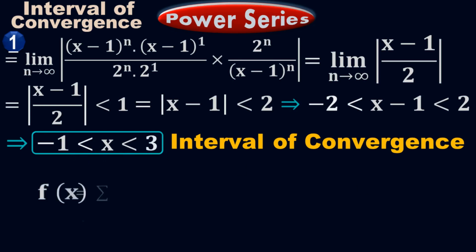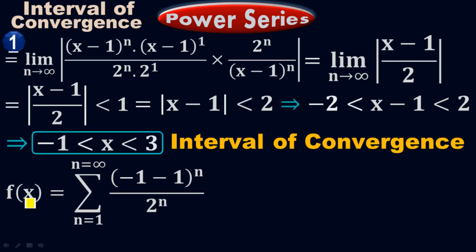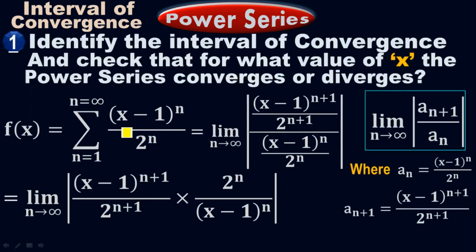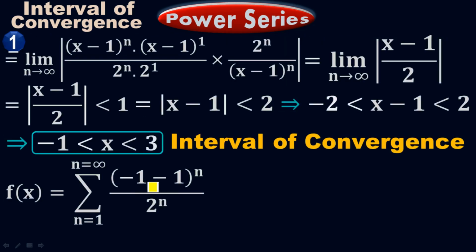If I plug in x equals -1 here, I will have f of x equals the summation of (-1 minus 1) to the whole n over 2 to the n. Just plug in x equals -1 here. If you remember, plug in the value of x equals -1 in the main equation. Why I do this: I want to check this border value, which is the x value, to check whether the power series converges exactly on -1 or not.